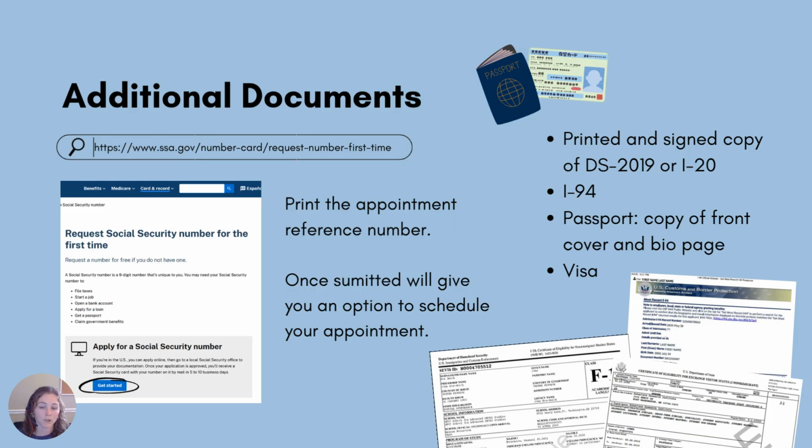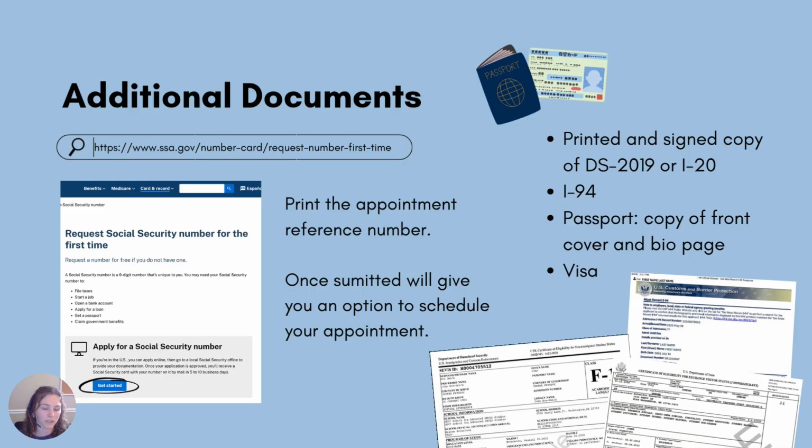You'll also need your passport. This includes copies, which is really important, not just your physical passport with you, but copies of your biography page and the front cover of your passport. And then you'll need your visa, a copy of your visa page as well.